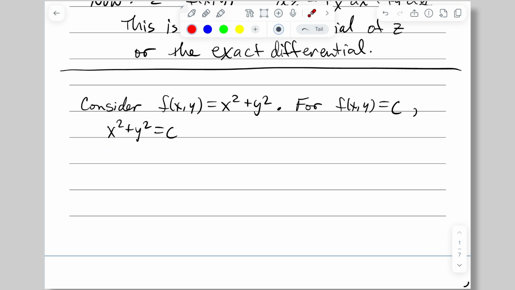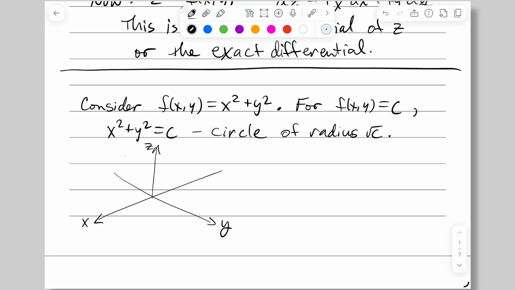And x squared plus y squared is a circle. Now, we can say it's a circle of radius square root of c, but I'm really not so interested in the fact that it's the square root of c. I'm interested in the fact that for a z value, we have a circle. Now I have here a 3D coordinate system, and I'm going to draw this paraboloid, which is actually what the graph of f of x, y equals x squared plus y squared looks like.